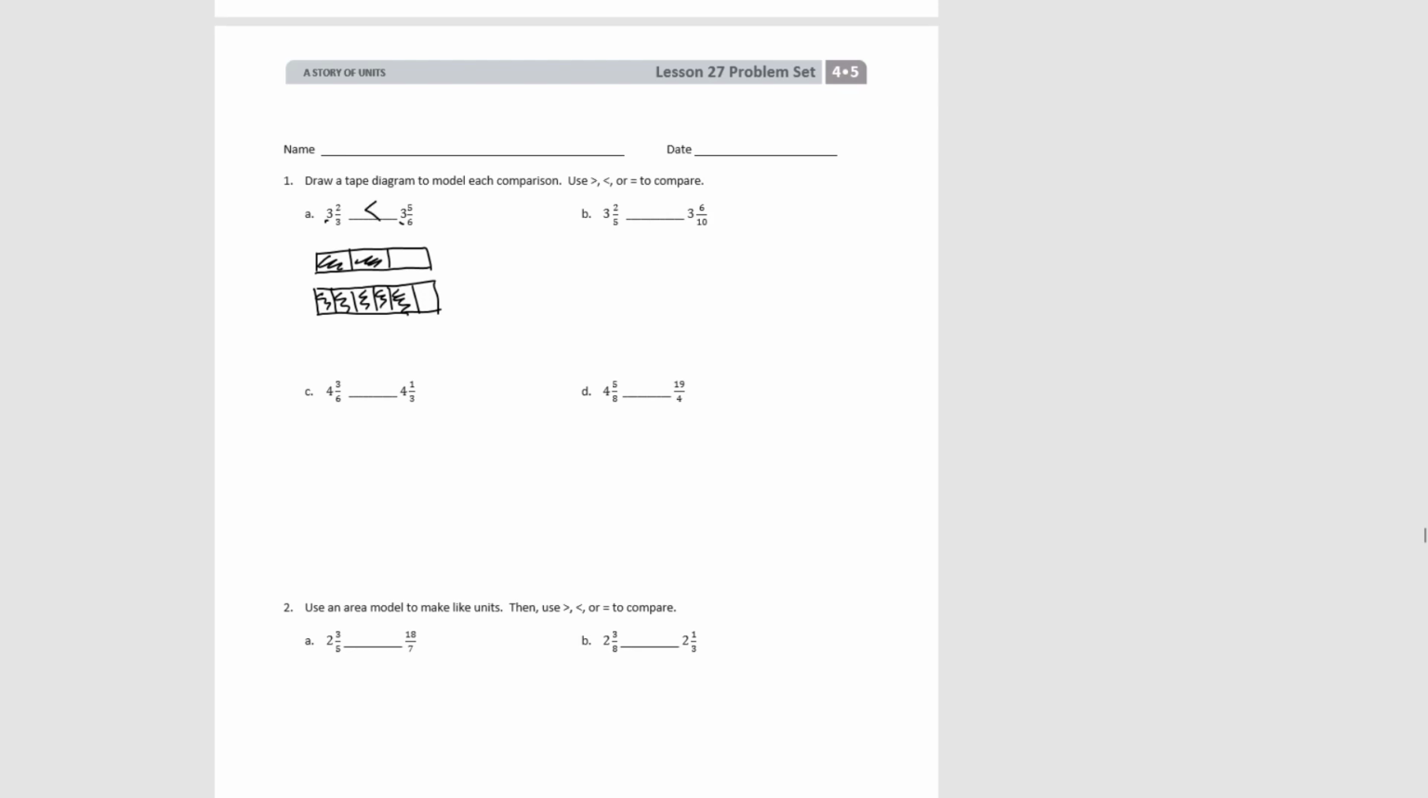Try B. For B, again, the whole numbers are the same, so we're comparing 2/5 with 6/10.